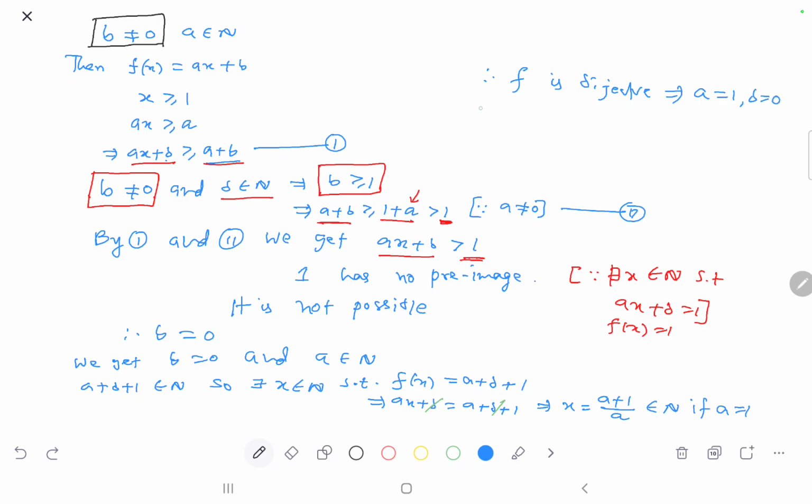Conversely, you know the converse. If you consider a equals 1, b equals 0, then the formula becomes f(x) equal to what? ax plus b means x, right? So this is the identity map. x goes to x is bijective. Nothing to prove, right? So this is the condition.